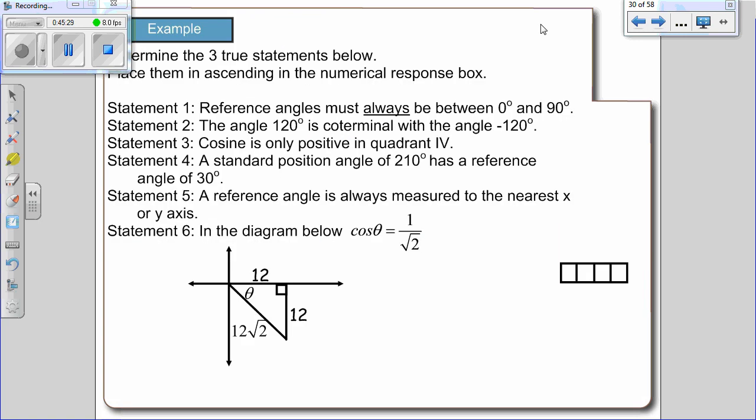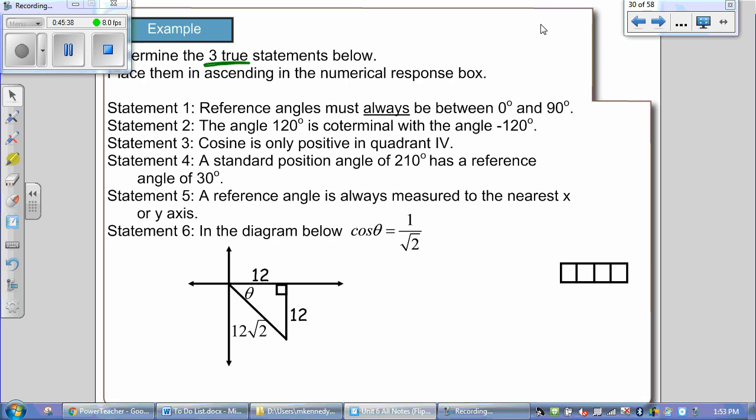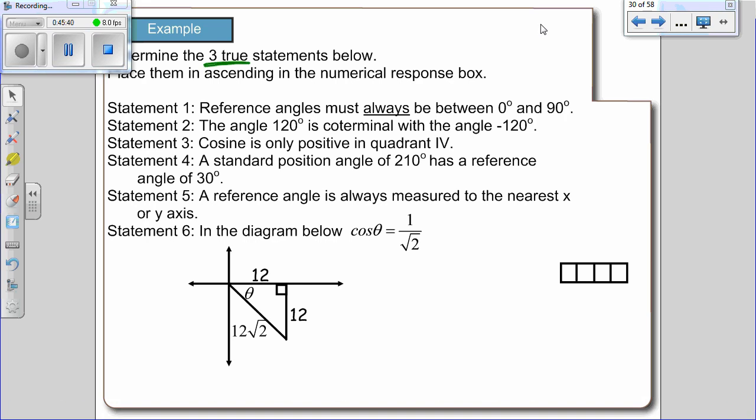Usually it tells you that. So if you're just guessing, at least guess the right number of true statements. Place them in ascending order, the numeric response. Ascending means from smallest to biggest. That's what that means. So we have to figure out which of these statements are true.